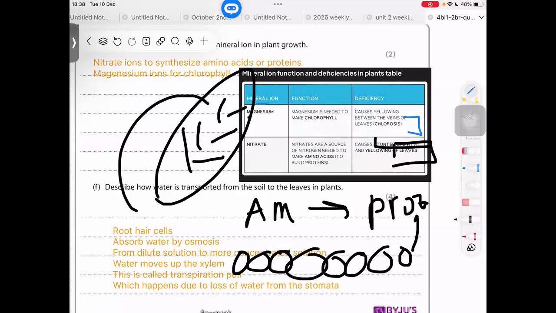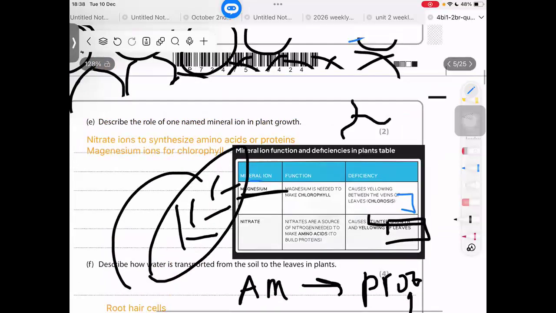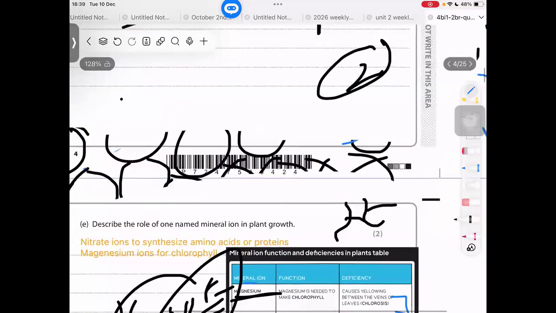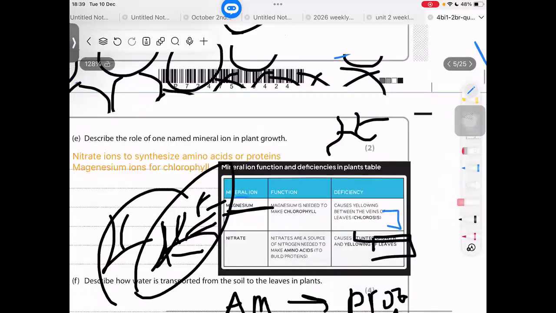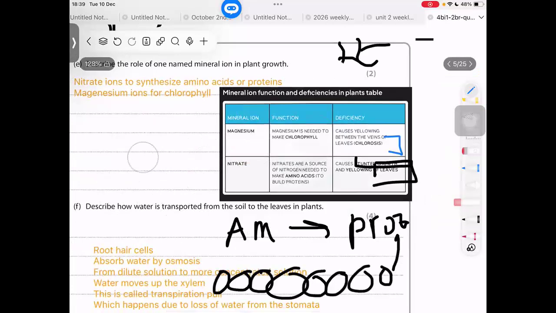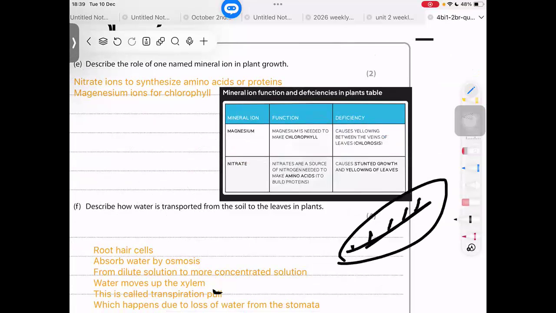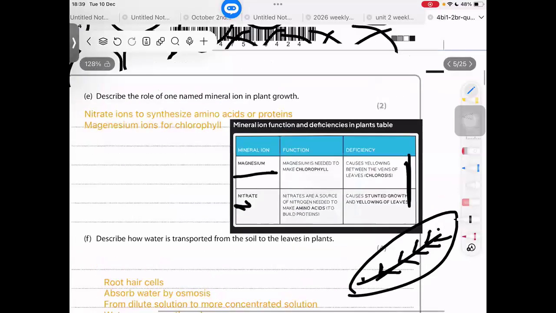So magnesium deficiency has yellowing between the veins of the leaves. That means in the leaf, between the veins, there's a yellowish color. But if you take the nitrate deficiency, most parts of the leaf are completely yellow, right? Not just specifically the areas in between these veins. So that is the difference between magnesium deficiency and nitrate deficiency.